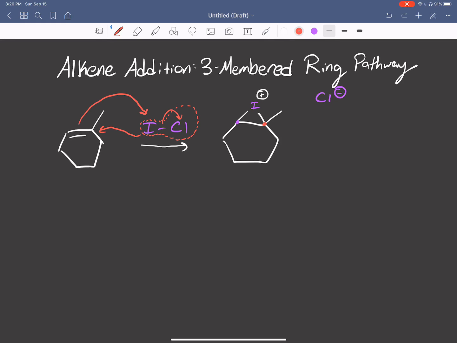So the chlorine is now going to come in and attack that carbon, and that bond breaks. And so now our final answer is going to be the iodine over here, a methyl group here, and our chlorine on the more substituted carbon. So the shorthand way of doing this is knowing that the more electronegative of the two halogens that you have will attack the more substituted carbon, okay? And so that's just how you go through this question.